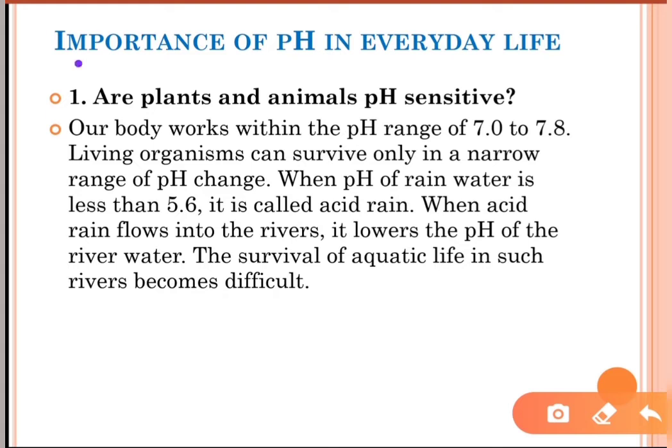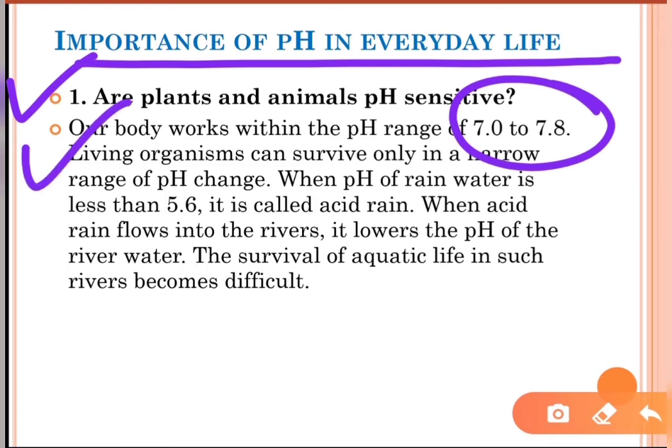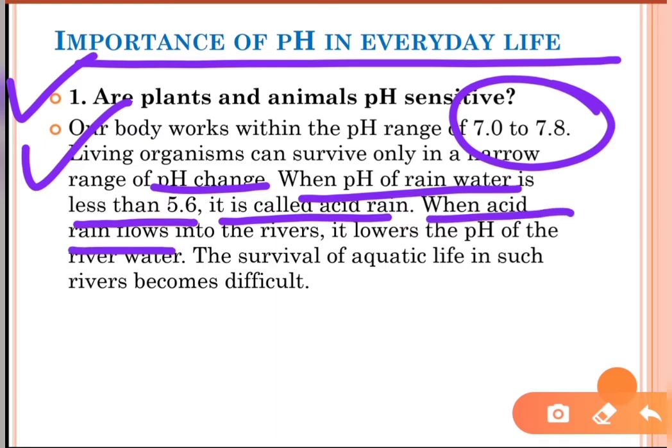Importance of pH in everyday life. Are plants and animals pH sensitive? Yes. Our body works within the pH range from 7 to 7.8. Living organisms can survive only a narrow range of pH change. When the pH of rainwater is less than 5.6, then the rain is said to be acid rain. When this acid rain flows into the rivers and combines with the water of the river, it lowers the pH of the river water.